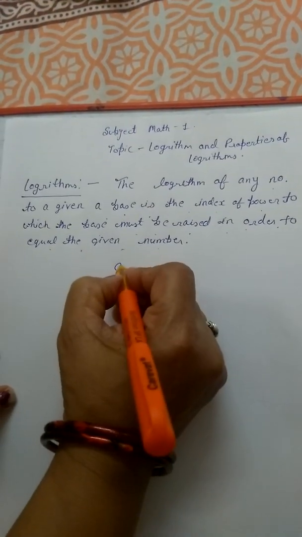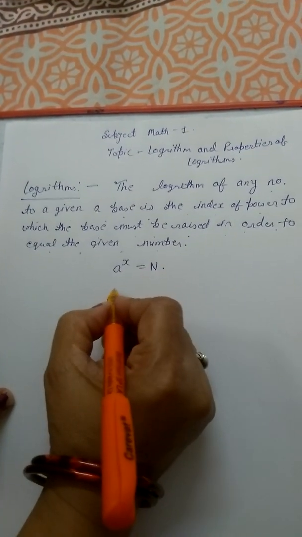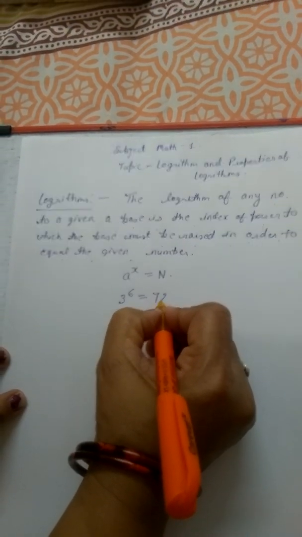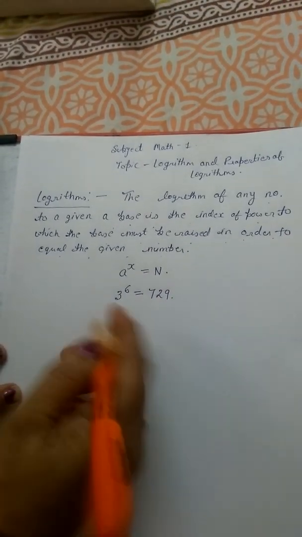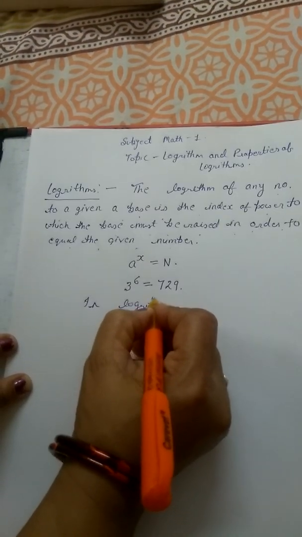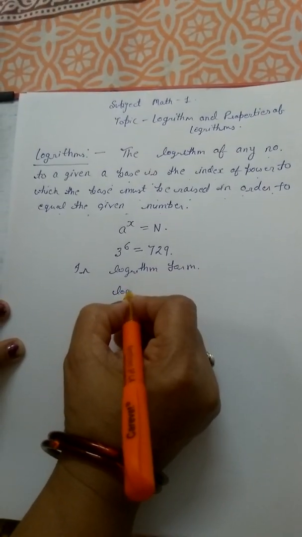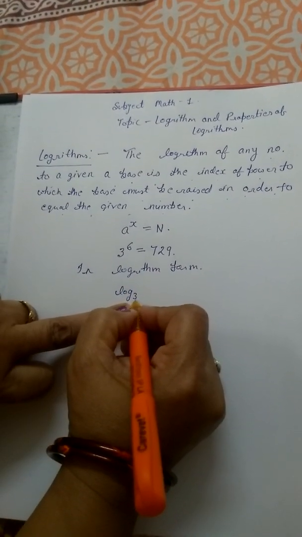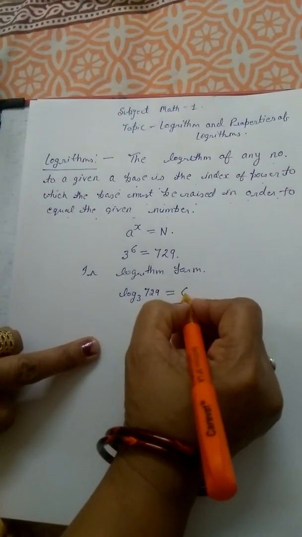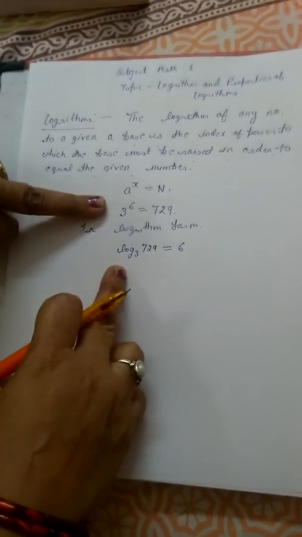For example, a raised to the power x is equal to n, or you can say 3 raised to the power 6 is equal to 729. Now in logarithm form, log base 3 of 729 is 6: 3 is the base, 729 is the given number, and 6 is the power. So this is the logarithm form of this number.